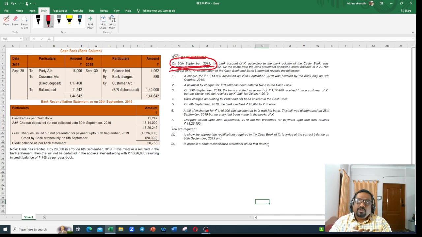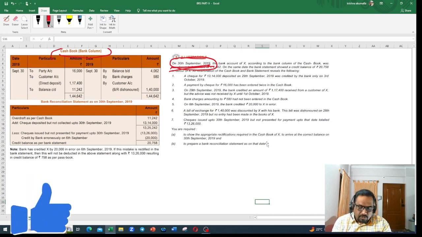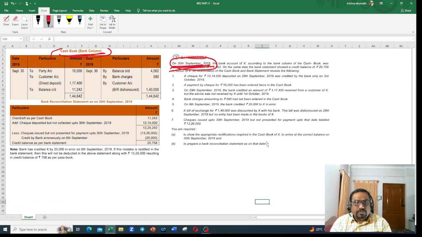So we need to prepare our adjusted cash book. For that, cash book means bank columns. This is very important. Why am I saying cash book, bank columns? I already told you, whenever we talk about cash book, that cash book is nothing but the three-columnar cash book, and here we take the bank columns only. That is the reason they mentioned bank column. Number two, on 30th September 2019, what was the balance as per cash book?